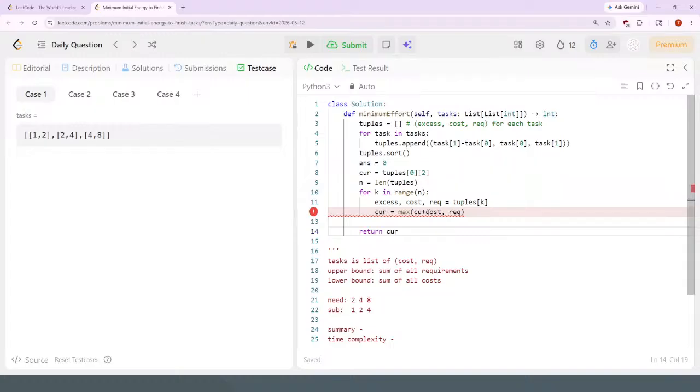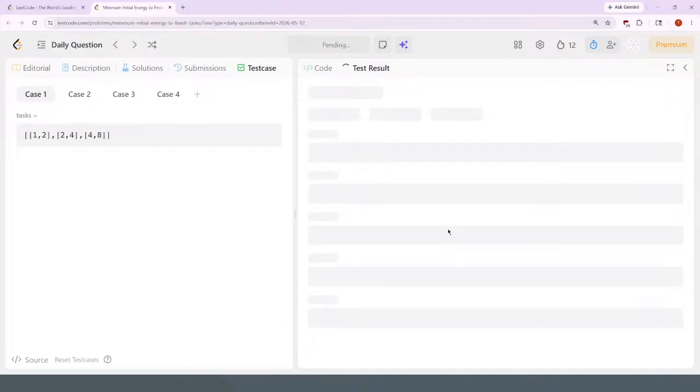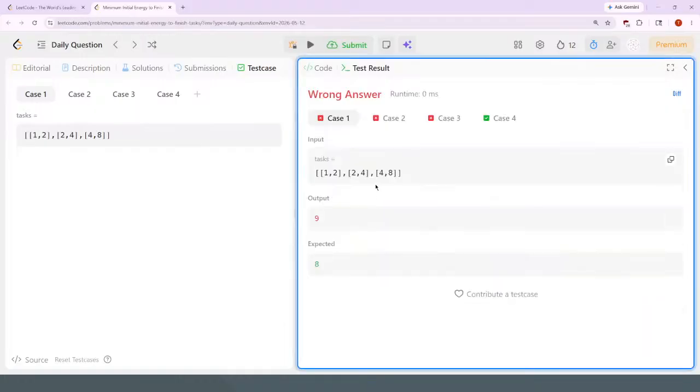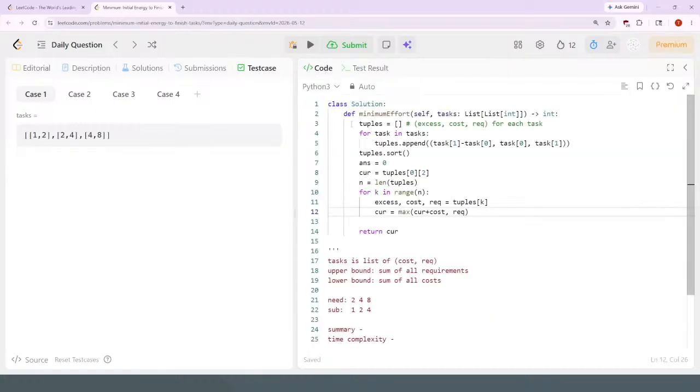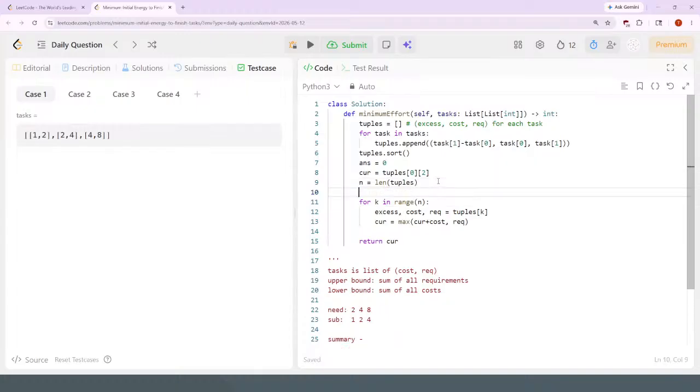Misspelled current. Okay. Well, you win some, you lose some. Okay, let's go ahead and print the tuples.